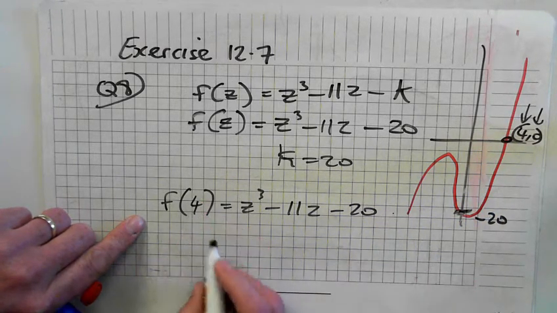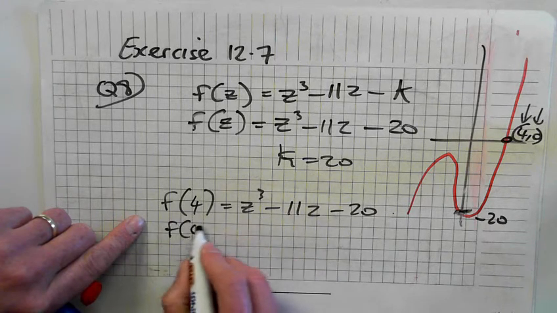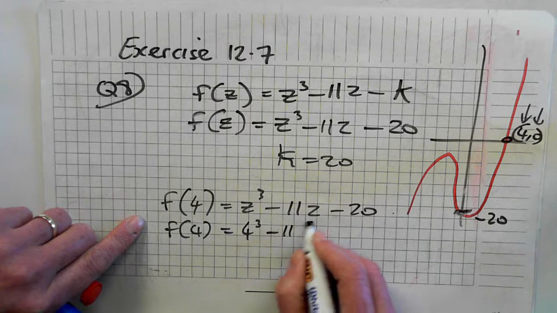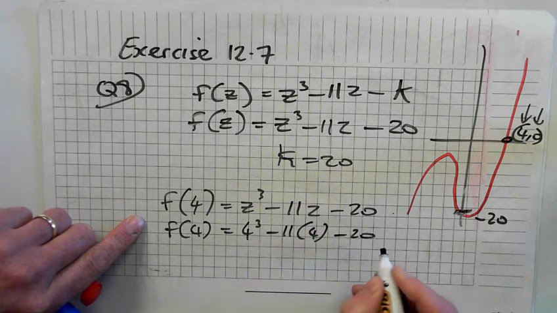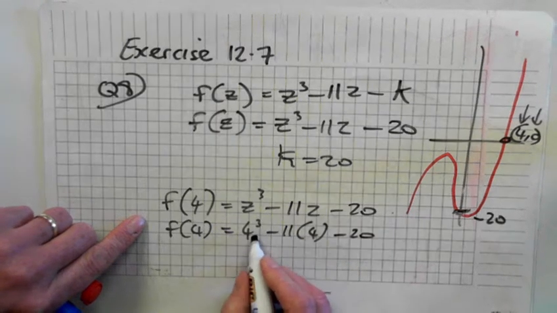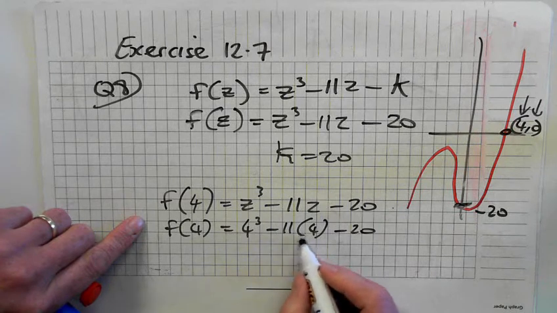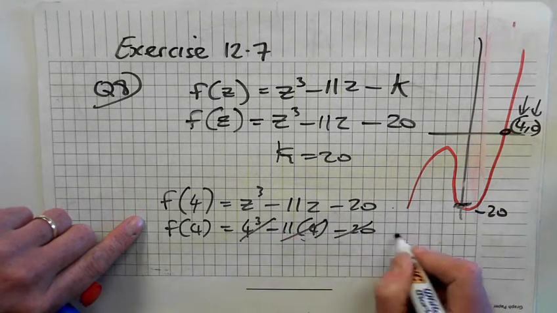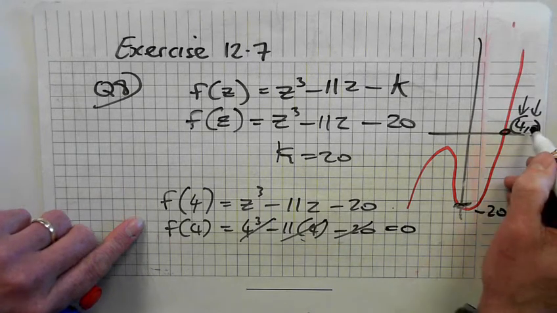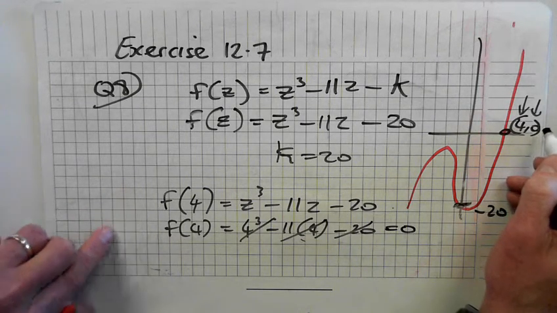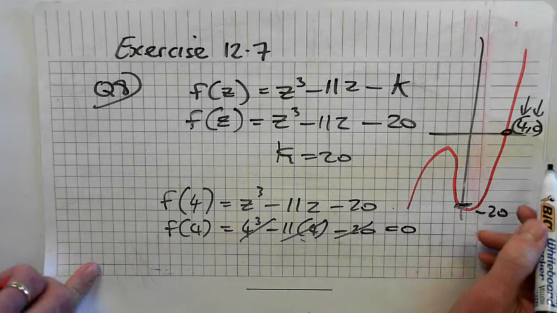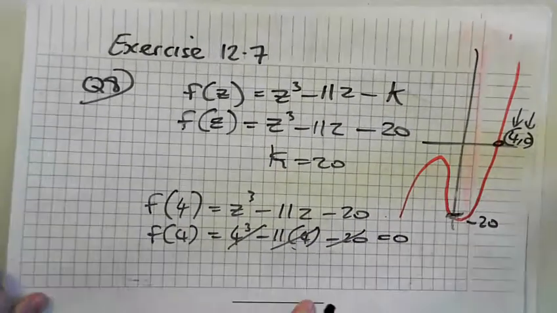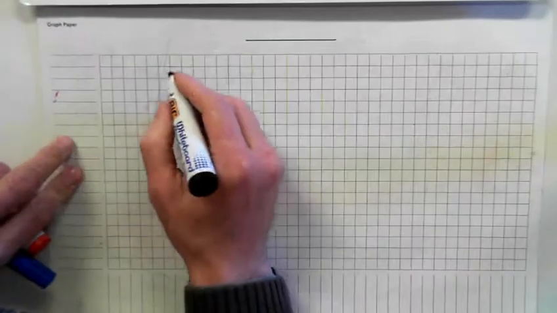So put in 4. So f(4) is 4 cubed minus 11 times 4 minus 20. So 4 cubed is 64, minus 44, minus 20 is equal to 0. Alright, so that's verifying that (4, 0) is an x-intercept. Right, the next bit is part 3.